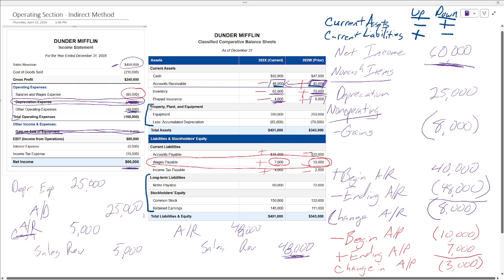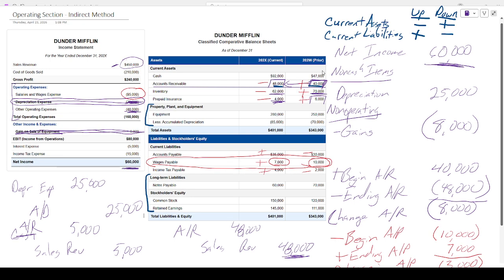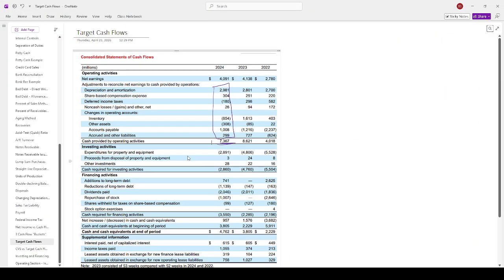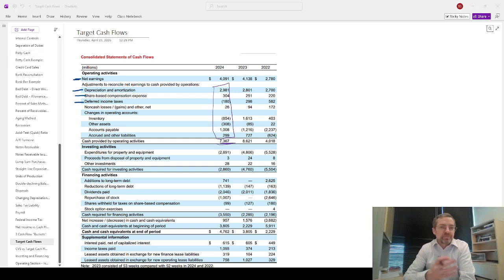All right, let's compare this now to Target's financial statements one last time to see how they finish up their operating section. So notice they have net earnings, that's the net income, and then they have their non-cash expenses. So that's depreciation, share-based compensation expense, deferred income taxes. In this class, we're only dealing with depreciation and amortization, so that's the one line you would be looking for. But I did say that there are other non-cash expenses, and Target has a couple of those.